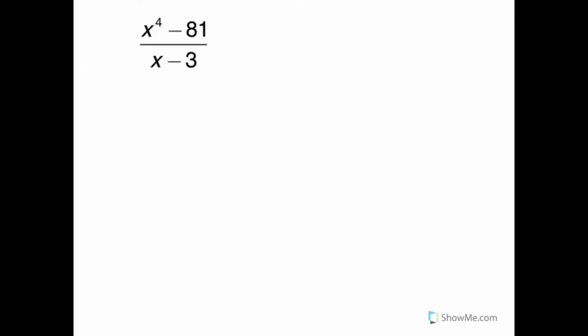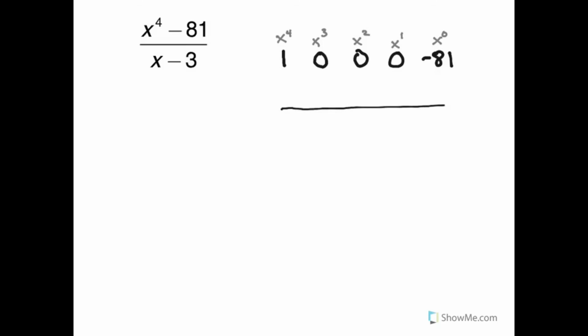In this example, I have x to the 4th power minus 81 divided by x minus 3. So when I start to write coefficients, I have 1 times x fourth, I have 0 x thirds, 0 x squareds, and 0 x's, and then I have a negative 81. I wrote the powers of x up above so you can see them, but you don't need to do that. Now I draw the line underneath, and I leave space for some other numbers, and I start by bringing down the 1.